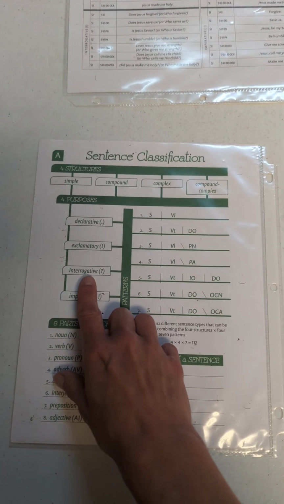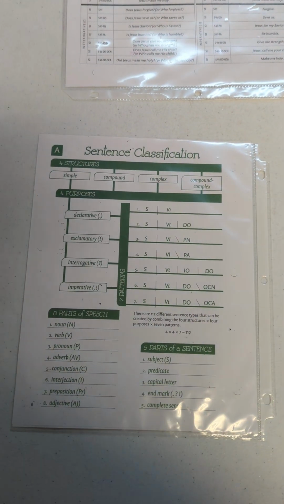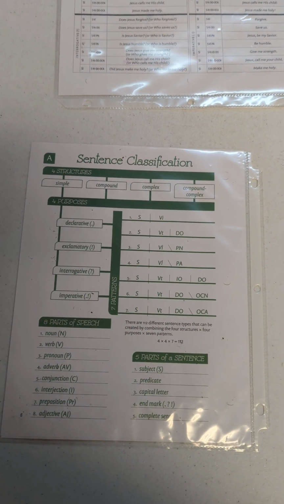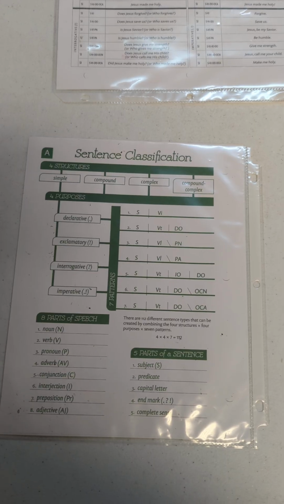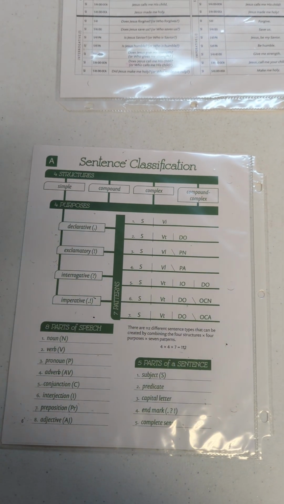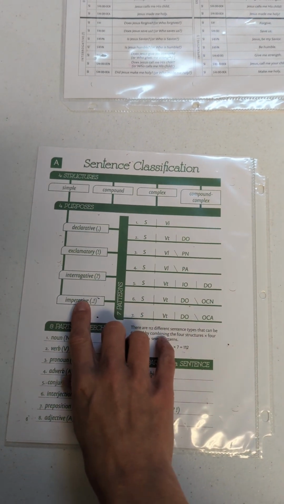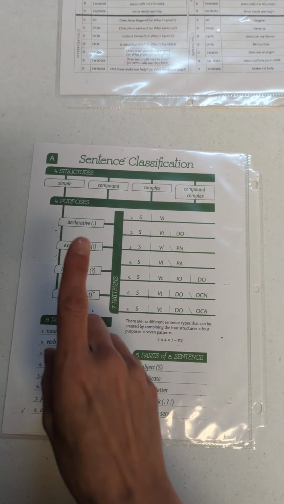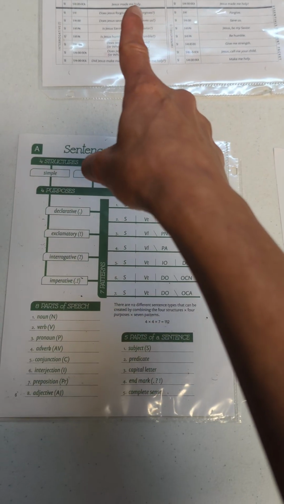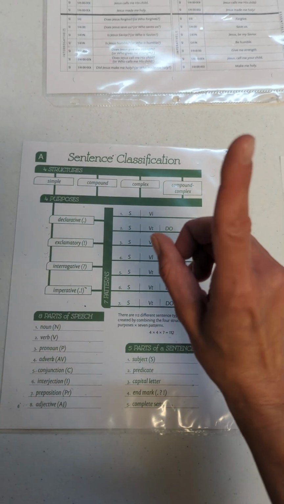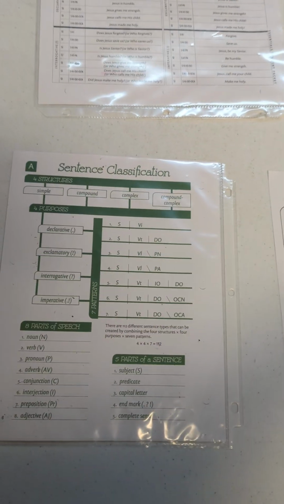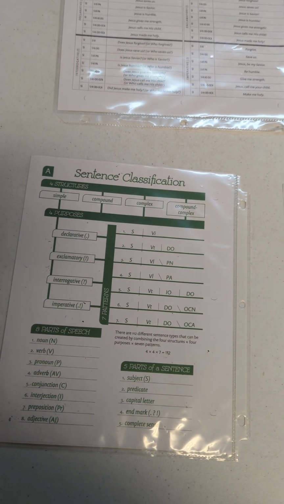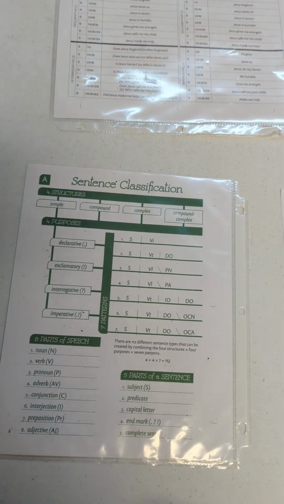Exclamatory. For interrogative, we're going to put our finger on our chin like we're thinking, like we're going to ask a question, interrogative. For imperative, imperative means a command. So when you give a command, you point at the person you're talking to. Imperative. So we have declarative, exclamatory, interrogative, imperative.